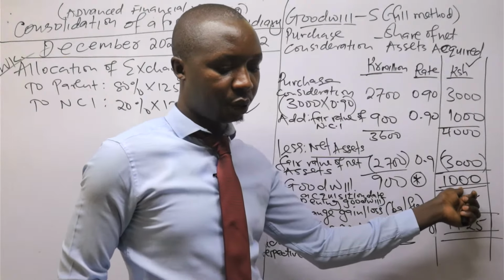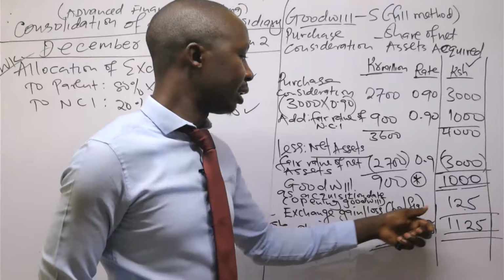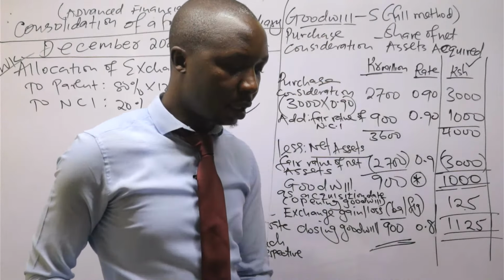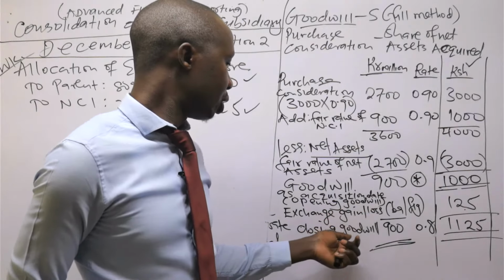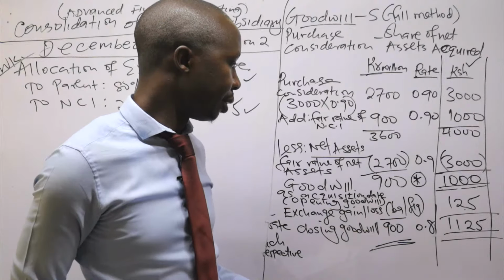Remember that for the first requirement, we were done at the point of getting 1,000. What I've done here is just additional work, which will assist us when we are doing the second requirement, because those exchange differences again will be applicable somewhere.